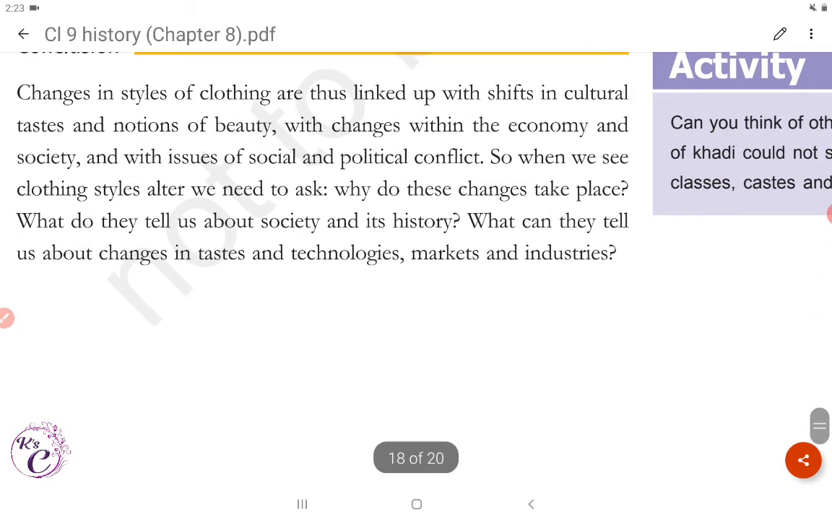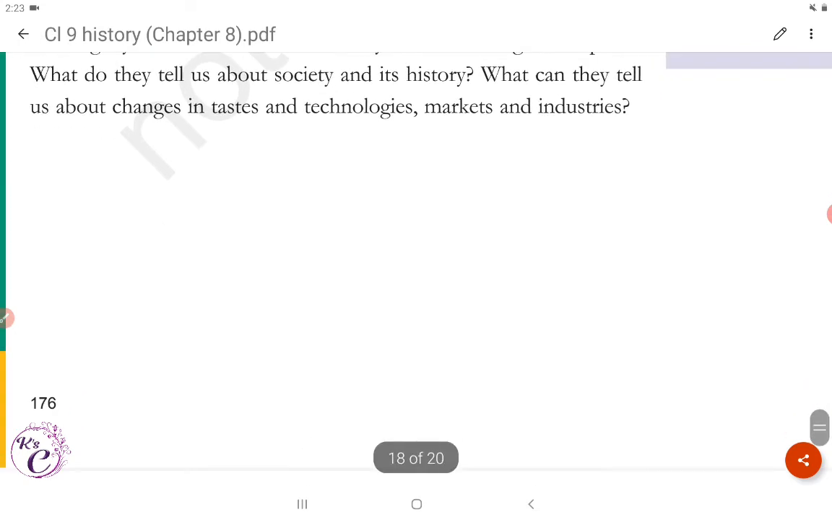Conclusion. Changes in styles of clothing are thus linked up with shifts in cultural taste and notions of beauty, with changes within the economy and society, and with issues of social and political conflict. So, when we see clothing styles alter, we need to ask, why do these changes take place? What do they tell us about society and its history? What can they tell us about changes in taste and technologies, markets and industries?